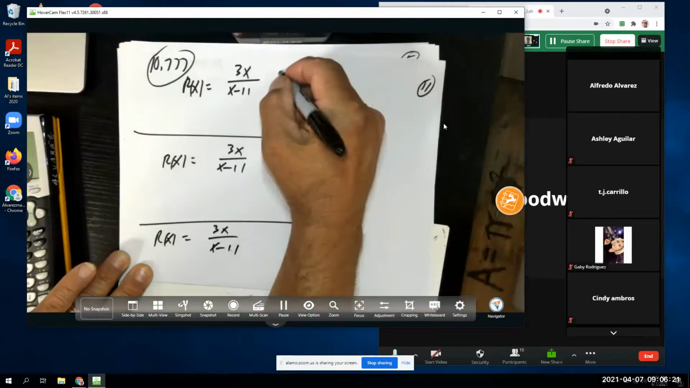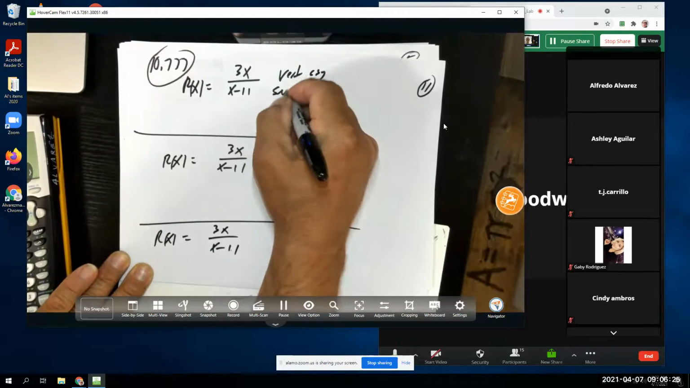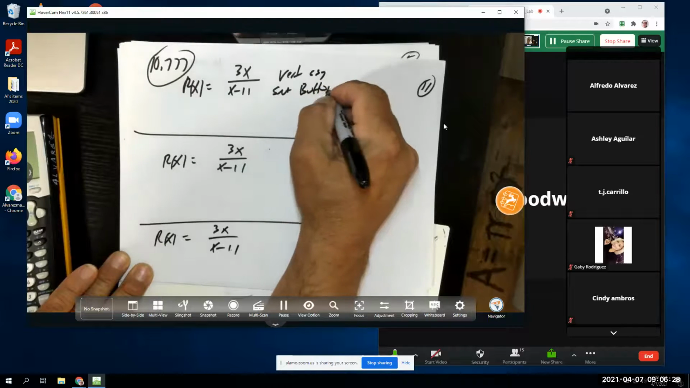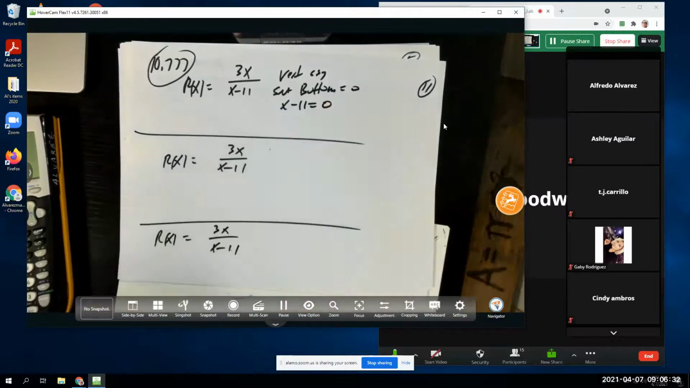All right, to find the vertical, okay, what do I do? Set the bottom equal to 0. So the bottom is what? x minus 11 equals 0. So how do you solve that? You tell me.